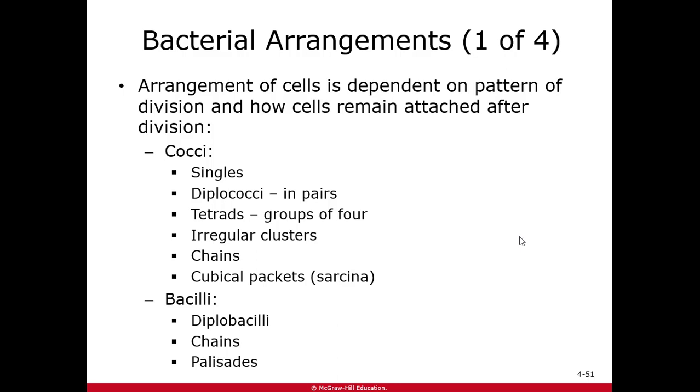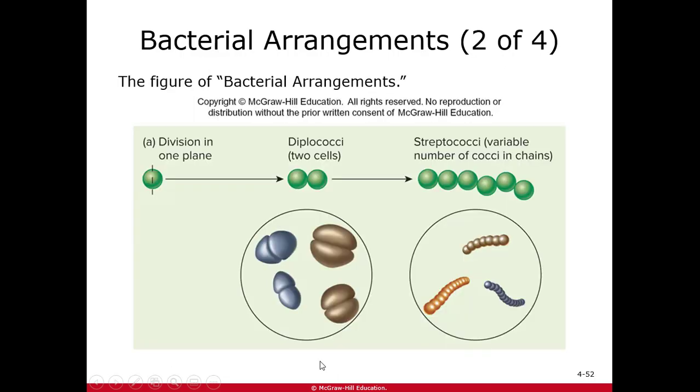Some like to hang out specifically in groups of 4. Some like to hang out in clusters, but irregular. It's any arrangement. You could have a huge cluster and then a small cluster. Some like to hang out in long chains, and I'll show some pictures coming up. And some like to hang out in small little cube shapes. The bacilli can also like to hang out in pairs. They can hang out in long chains, and some like to stack up on top of each other. So they're not in a chain, but they stack up on top of each other, what's known as palisades.